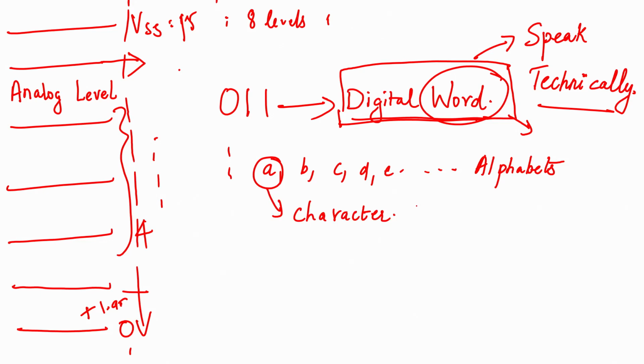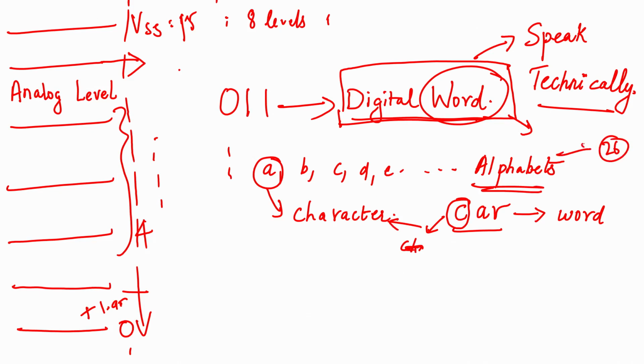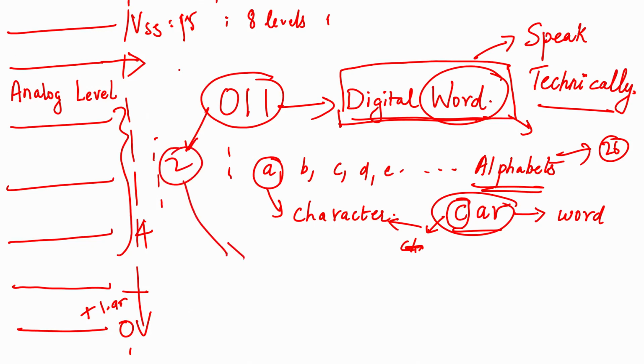Correct? But then when we join characters together, let us say we say car. What is this? What do we call this? We call this a word, right? And each individual element is a character. Correct? So, here what is the base? Alphabet has 26 characters, right? So, that is your base. Okay. Same way, here what is your base? Your base is 2. What are your characters then? Your characters are only 2, either 0 or 1. Correct?